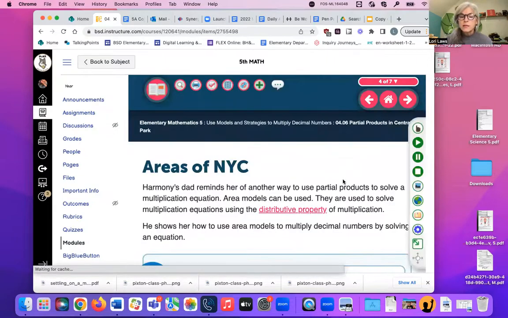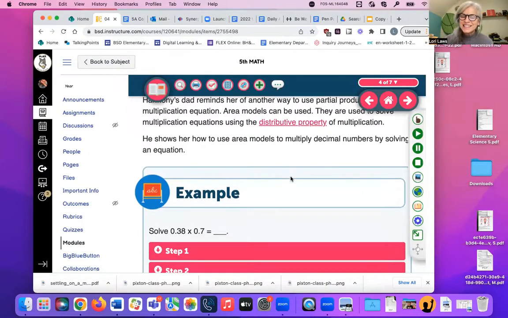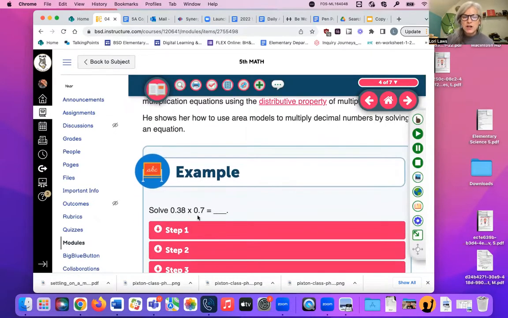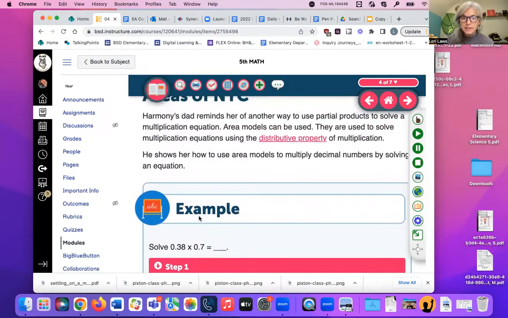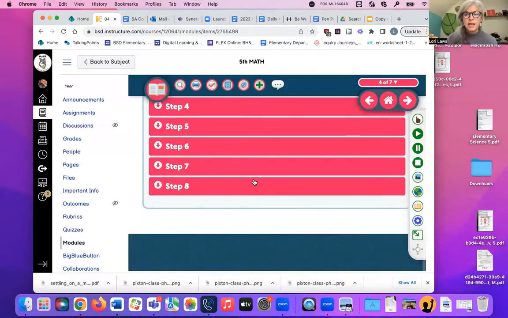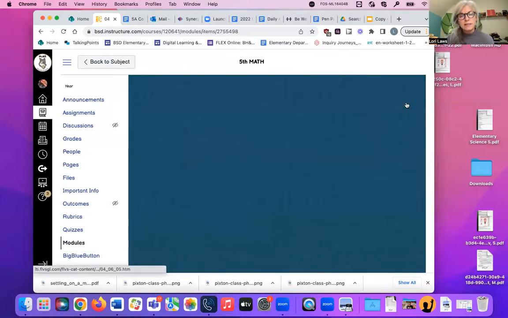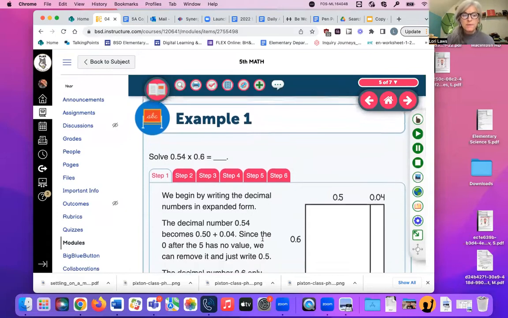So they take you through this lesson, and then they talk about the distributive property of multiplication. And that's just a fancy way of showing that you can move the numbers around and use partial products to times it by part of the number and then distribute it with the other part of the number. Again, they use all these fancy terms so that you can just understand that math works that way.